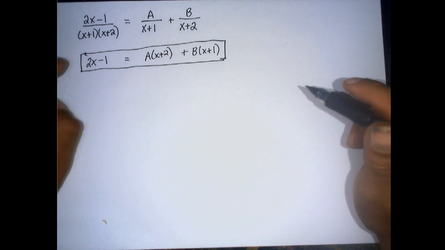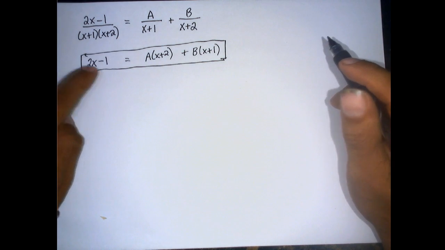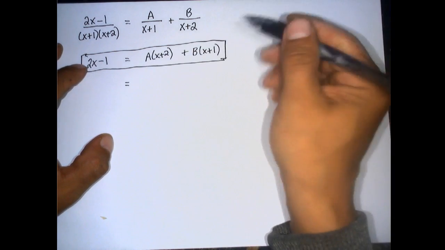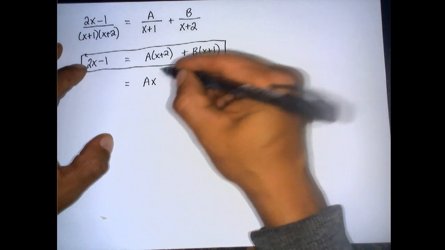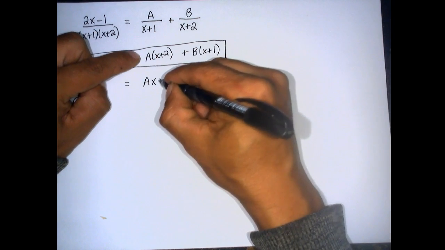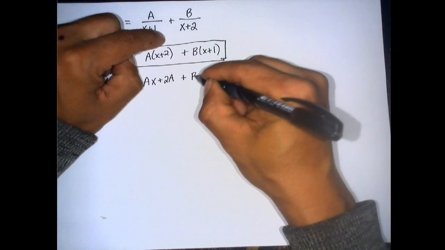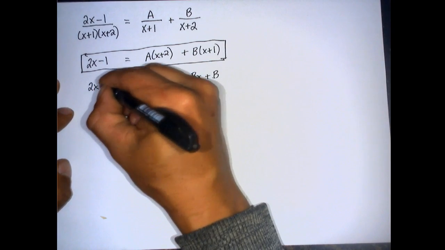Well, now we're going to be looking for a's and b's to match these coefficients. So how do we do that? Okay, so I'm going to distribute the a and the b across these two quantities. So we'll have ax, a times x is ax, plus 2a, plus b times x is bx, plus b. And that's going to equal 2x minus 1.